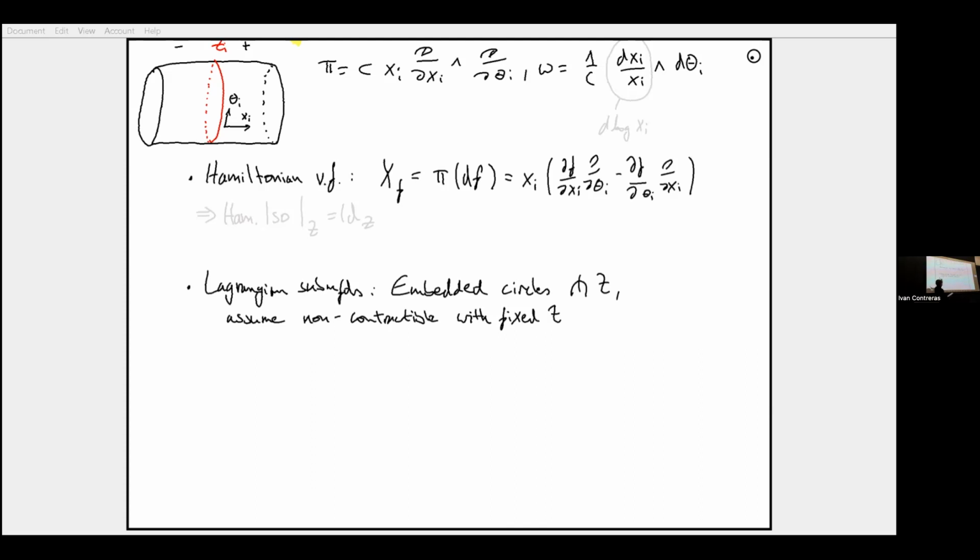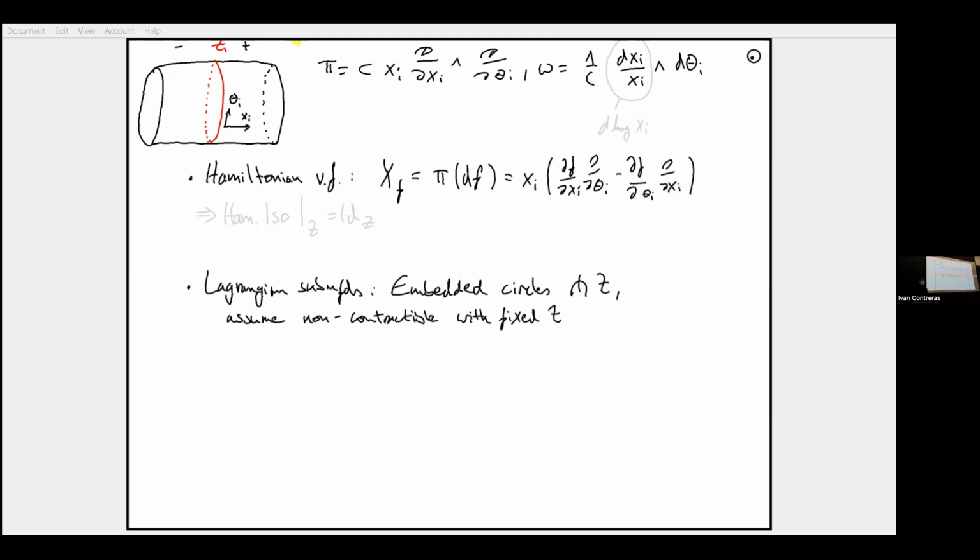And so, yeah, as I said, we want to construct a Fukaya category. So we are interested in the Lagrangian submanifolds, which are here just embedded circles. And we want to take those embedded circles that are transverse to the singular circles Z. And we assume that they are non-contractible when Z is fixed. So in particular, essentially, there are no Hamiltonian isotopies that will in any form contract these or change their volume to something negligible.